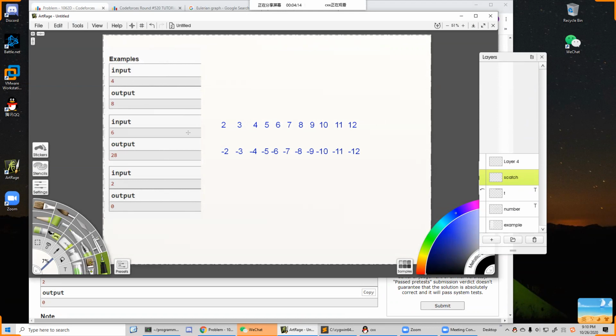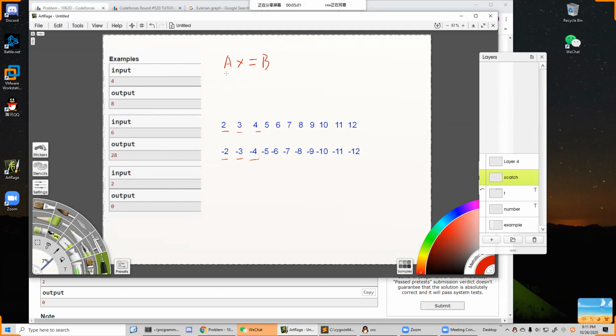So the input is only one number. This number means we are going to have integers from 2 to 4, right? So we are going to have these three integers. And what are we going to do with them? Actually, we are going to have 2, 3, 4, and -2, -3, and -4. And we can have a bridge between two numbers if the two numbers satisfy this condition.